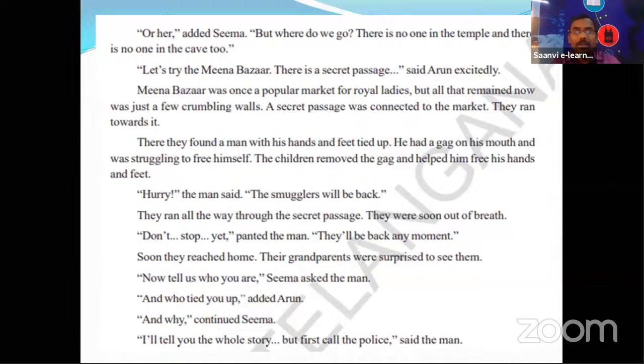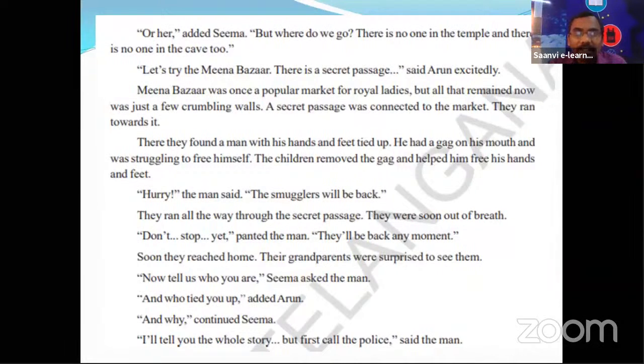There they found a man with his hands and feet tied up. When they reached Meena Bazaar, in that secret passage, they saw a person whose hands and feet were tied. He had a gag on his mouth and was struggling to free himself. That man was trying to free himself, and there was a gag, a piece of cloth covering his mouth. For what purpose? Not to make any sound.